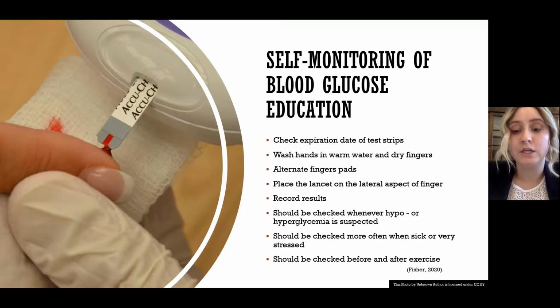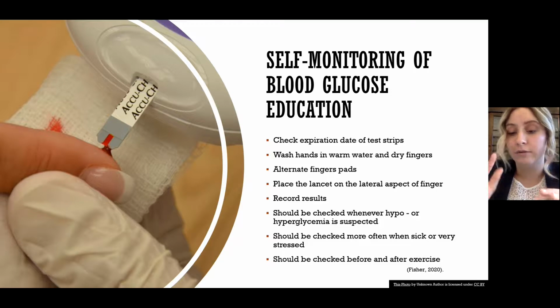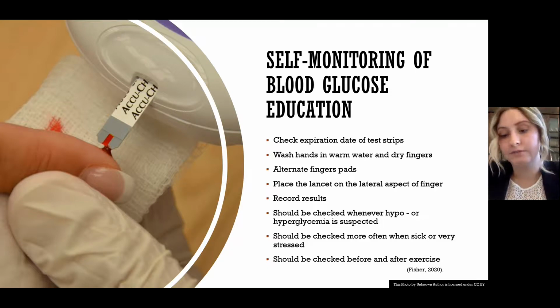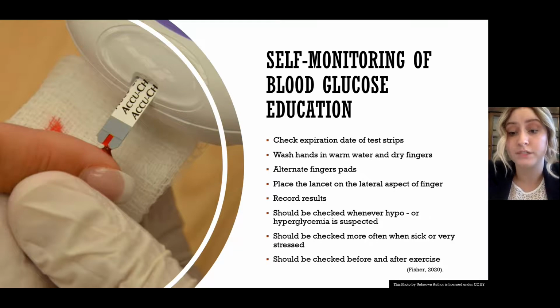Alternate finger pads. So that's a big one, because later on we'll talk about this, but healing is impaired in diabetes mellitus patients. So if our healing is impaired, we don't want to be sticking in the same exact spot every single time. So it's good to alternate fingers, and also alternate from maybe your right hand to your left hand, especially if they're checking their sugars more often.